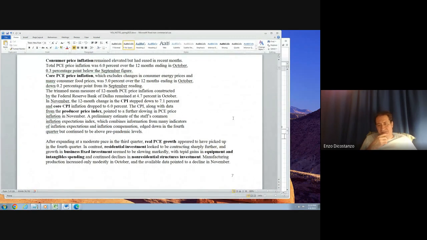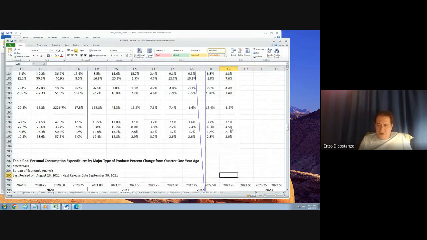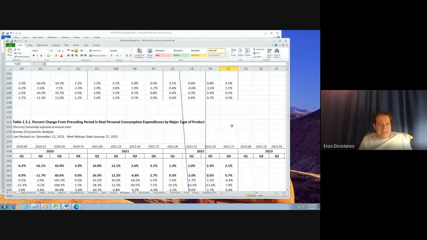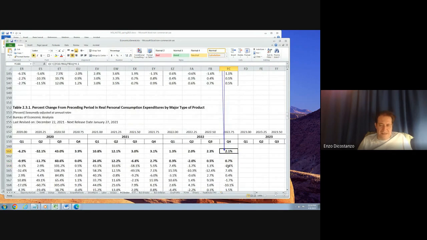Now, these numbers are notoriously moving around a lot. The personal consumption expenditure numbers take a couple of periods, quarters, months to settle. But at the time, they said it appeared to have picked up in the fourth quarter. Well, not by this, it didn't, not over the year-over-year numbers. And let's see, this is the preceding period. Even from the preceding period, it didn't seem to pick up too much. That didn't pick up.